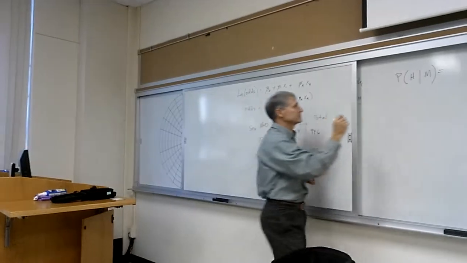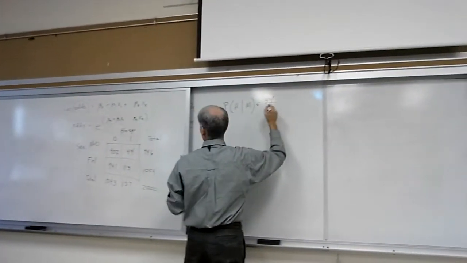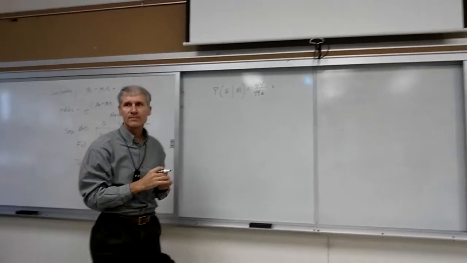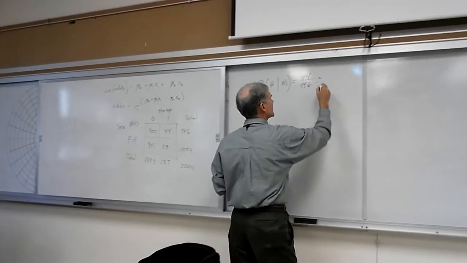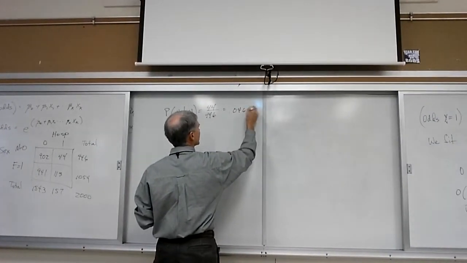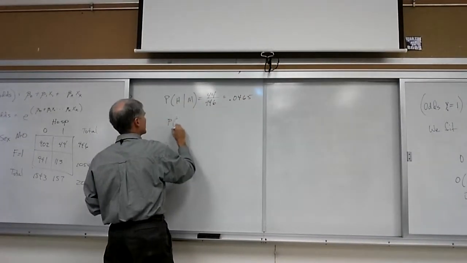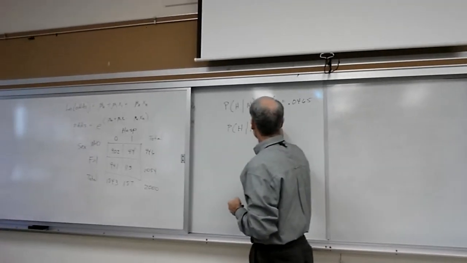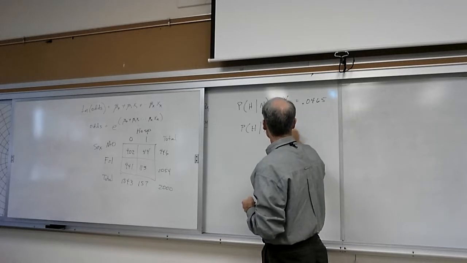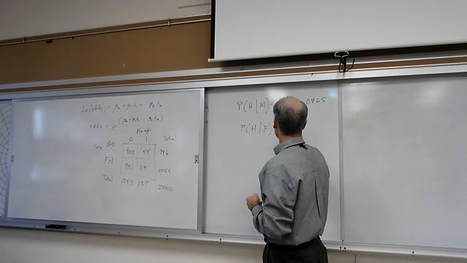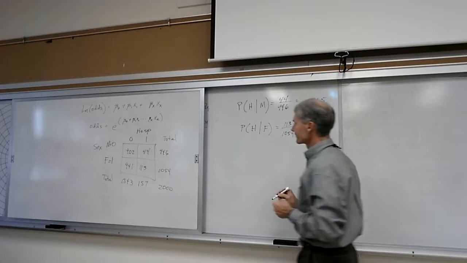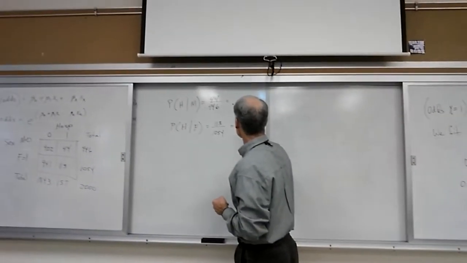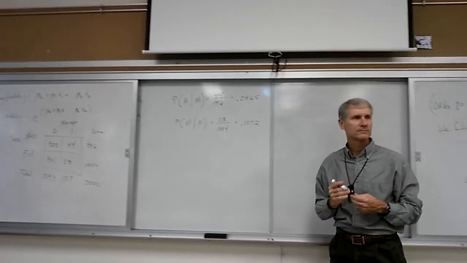44 out of 946, give me that as a decimal. 0.0465. Okay? Now do the same thing for females. Probability of hospitalization given females. 113 out of 1,054. 0.1072. Okay?